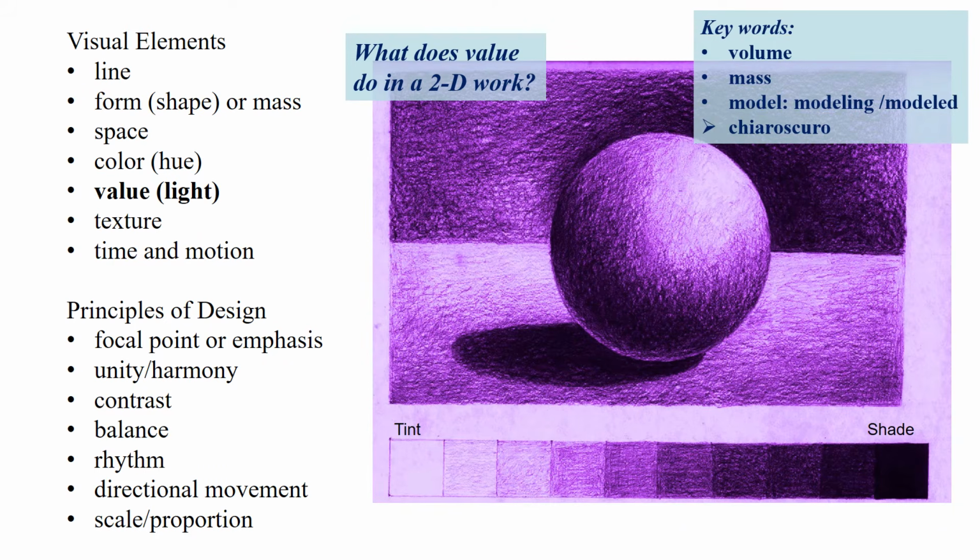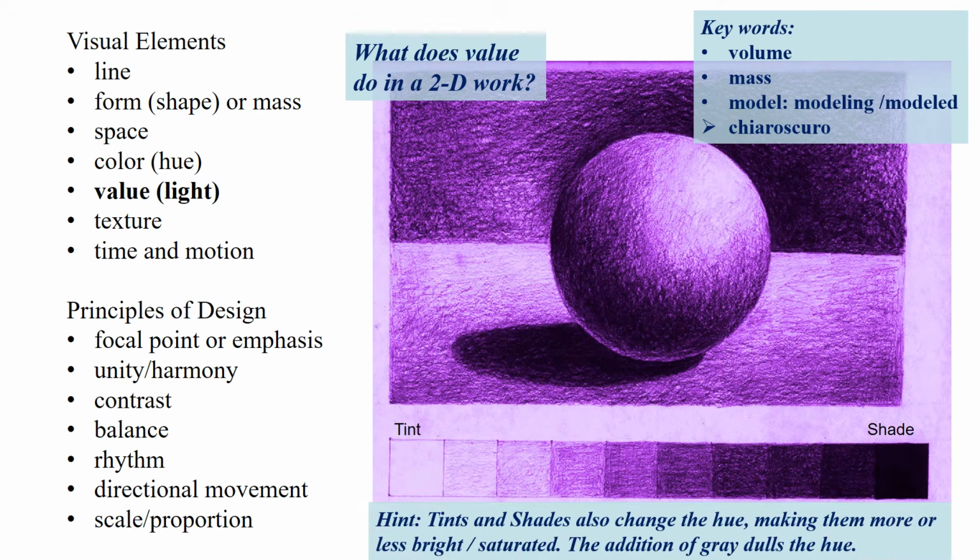This process of adding lights and darks to give the illusion of volume or mass is called modeling. To say that an artist modeled her figures would be to say that she used value, or light and dark, to give them mass. Another key term is chiaroscuro, and similarly, it means the use of strong lights and darks. Literally, chiaro means light in Italian, and scuro means dark. Please note that tints and shades, or adding white or black, also change the hue, making them more or less bright, vibrant, or saturated. The addition of gray dulls the hue.